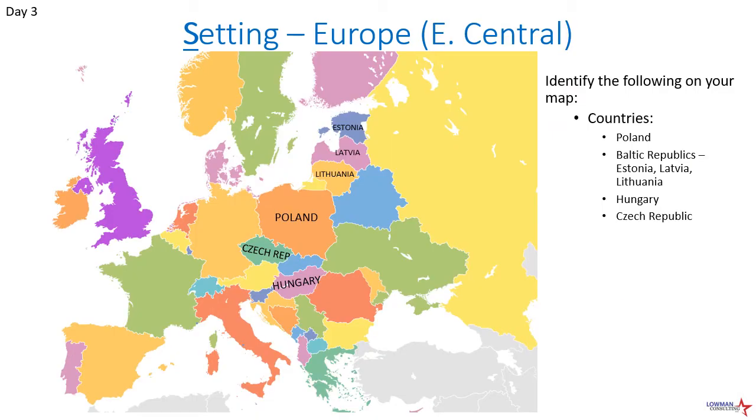All right, now in East Central Europe is where we are now. You need to be able to identify the countries of Poland, the Baltic republics, which includes Estonia, Latvia, and Lithuania. Then you need to be able to identify Hungary and the Czech Republic. So you're also going to draw yourself a map and label where these are located in Eastern Central Europe. If you need to, like always, pause and do what you need to do and then start it back. I'm going to move on though.